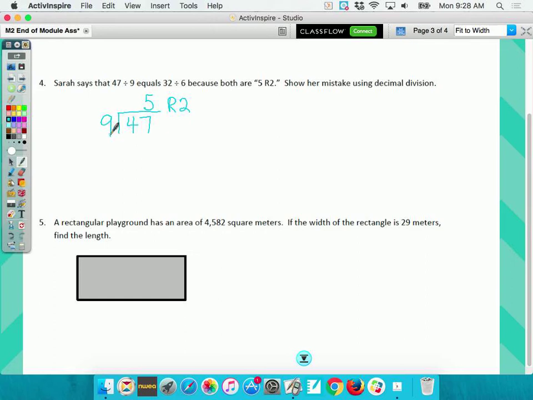If you're just now getting ready to start writing, you should go a little faster today. And she said that 32 divided by 6 is 5 remainder 2. Don't write the remainder. Okay? Show her mistake using decimal division.